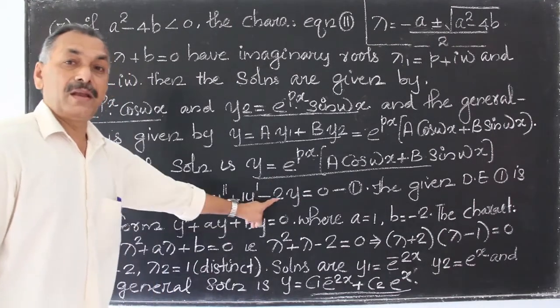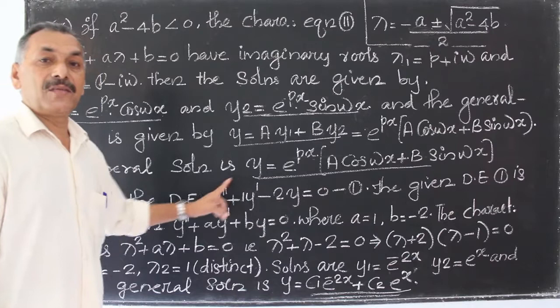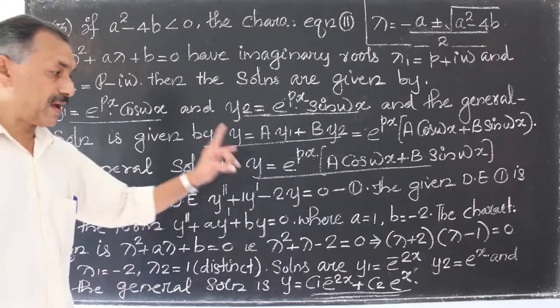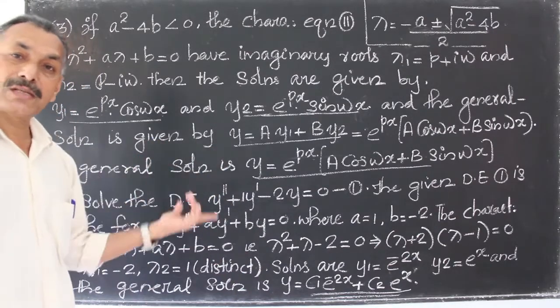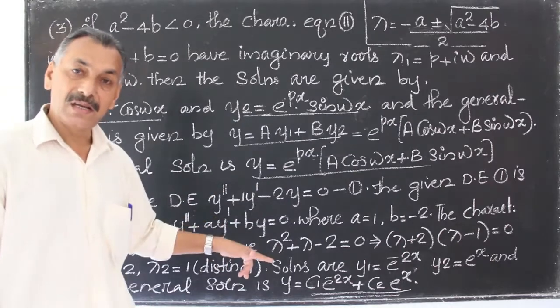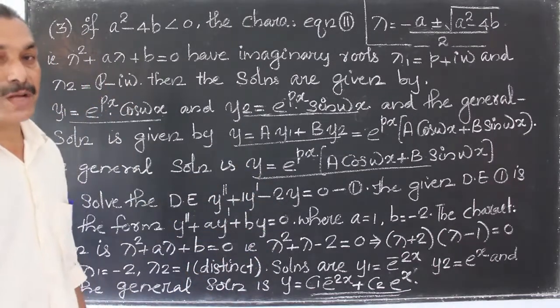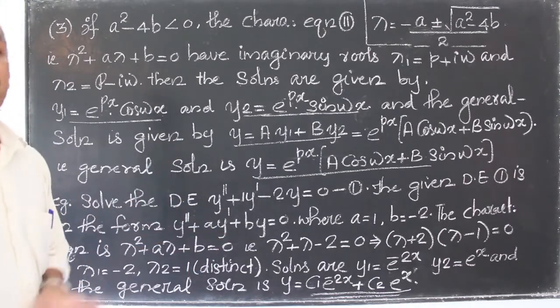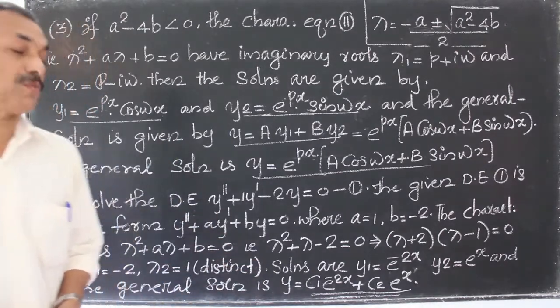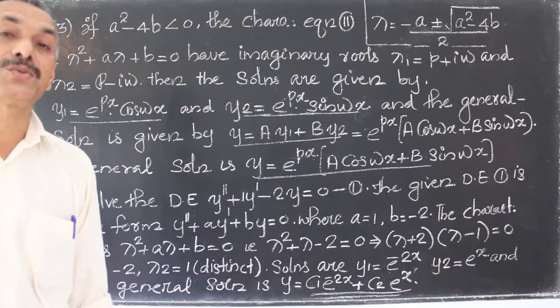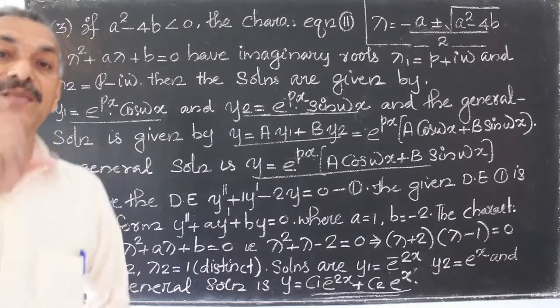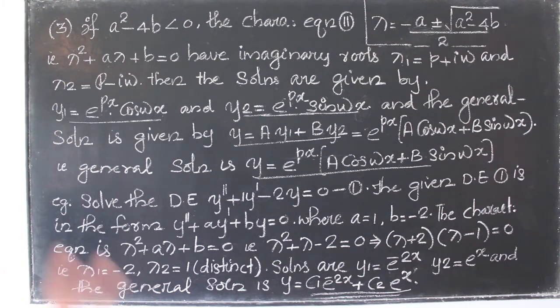Compare with the standard form and find the characteristic equation and characteristic roots. Since the roots are distinct, y1 is equal to e raised to lambda 1 x and y2 is equal to e raised to lambda 2 x. And then the general solution is y is equal to c1 e raised to minus 2x plus c2 e raised to x. It's very important, okay?